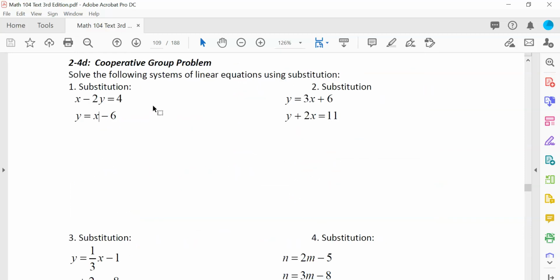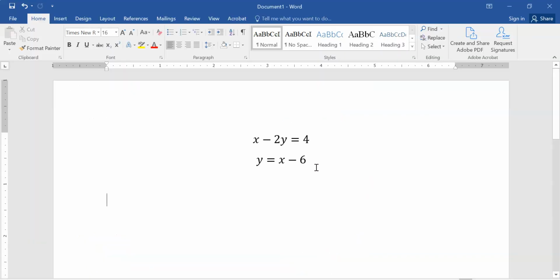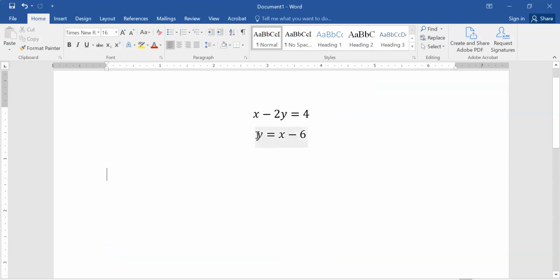Let's do the cooperative group problems. Let's look at problem number 1. It says solve the following systems of linear equations using substitution. So x minus 2y equals 4 and y equals x minus 6. So what we do is we say, well, this one is already in slope-intercept form. So let me highlight this x minus 6, excuse me. And we're going to replace the letter y in the first equation with x minus 6.